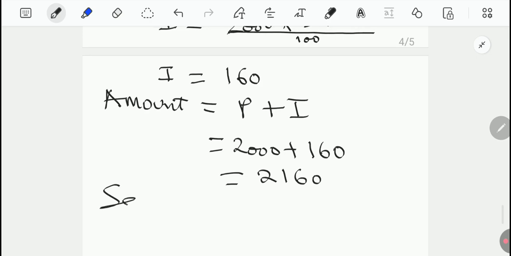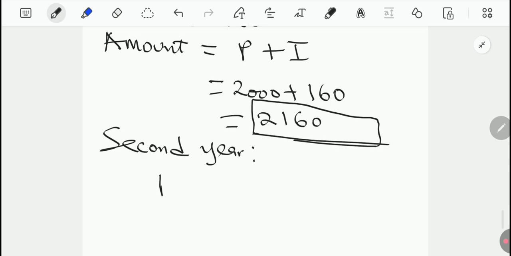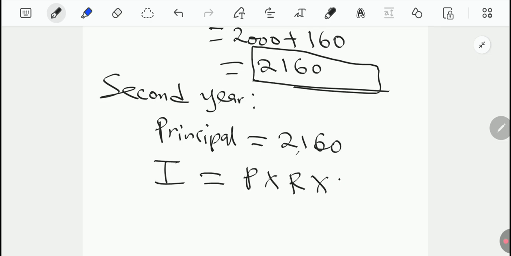Now, second year, this person did not withdraw the money. So second year, you notice that the amount here becomes your new principal now, because that's what is in the bank. So principal is now 2160. And interest, you can calculate the interest is equal to principal times rate times time.